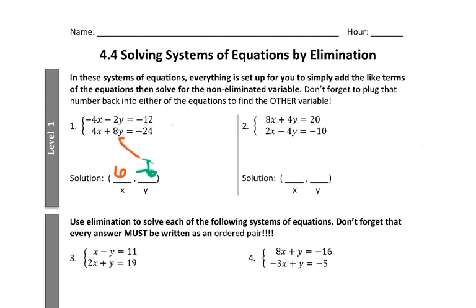Then are those 4's opposite signs? Well, totally. This is a positive 4, and this is a negative 4. So we can go ahead and underline and add straight down. 8x plus 2x is 10x. Positive 4y plus negative 4y is 0. Our y is eliminated. And 20 plus negative 10 is going to be 10. Divide both sides by 10, and x equals 1.